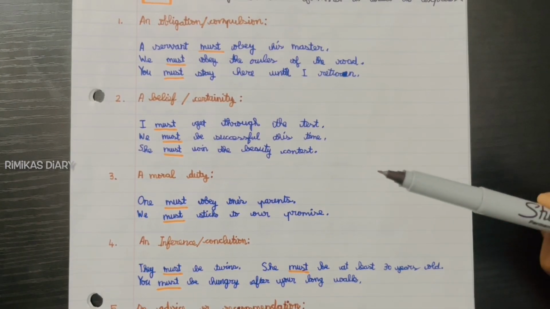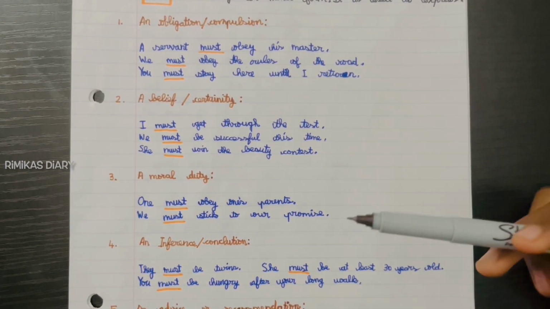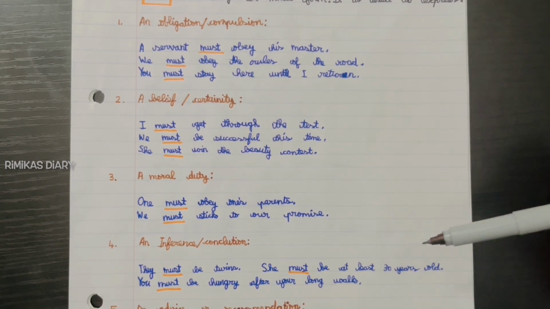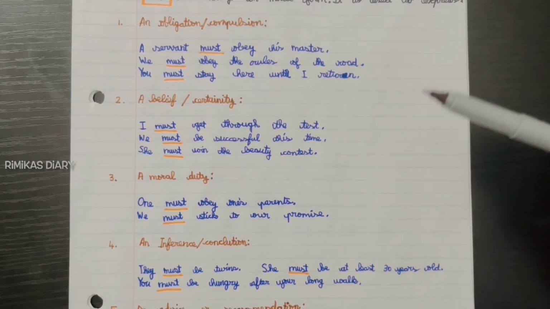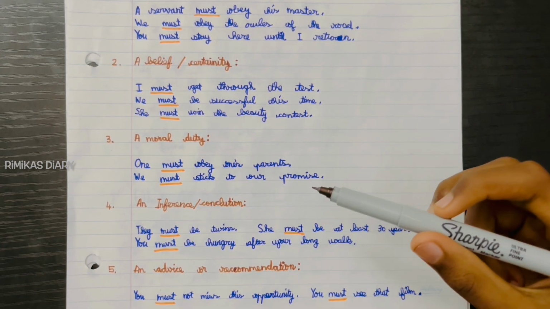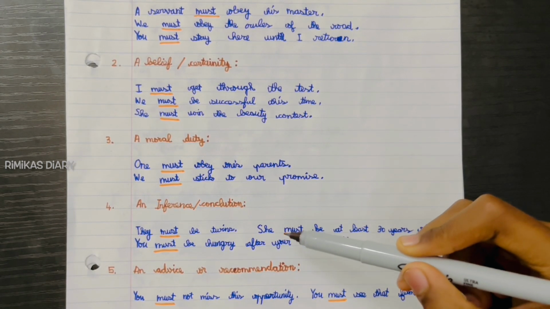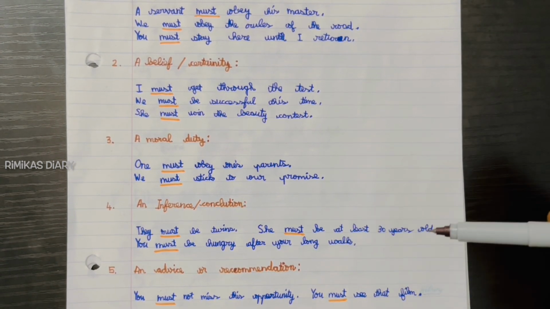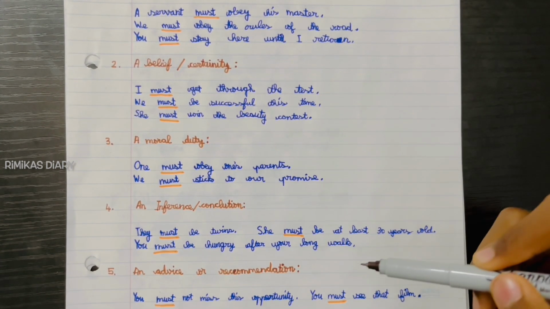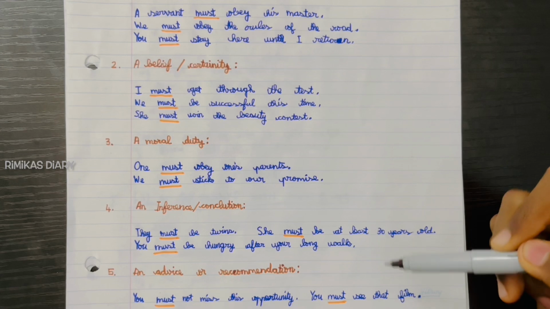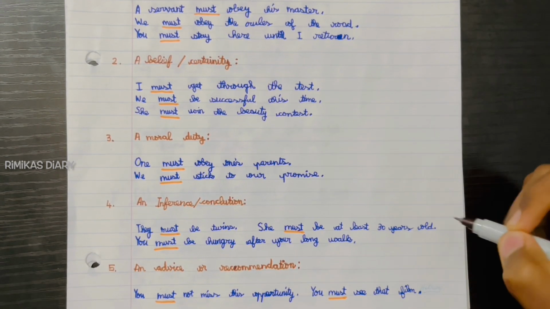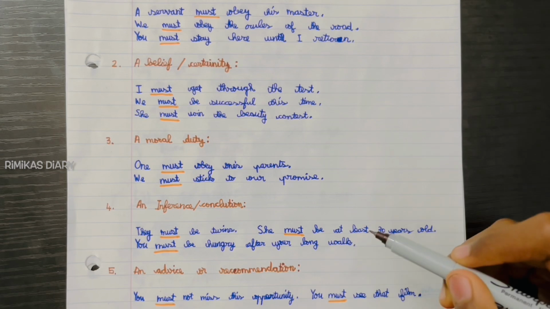Third function, a moral duty. One must obey one's parents. We must stick to our promise. So these are moral duties. Fourth function, an inference or conclusion. They must be twins. She must be at least 30 years old. You must be hungry after your long walk. So these are all inferences. Inferences means you're saying something that doesn't have a proof.